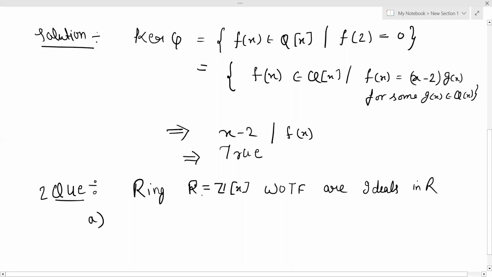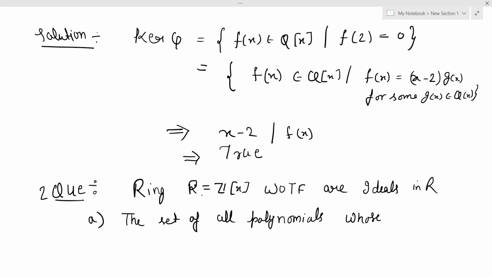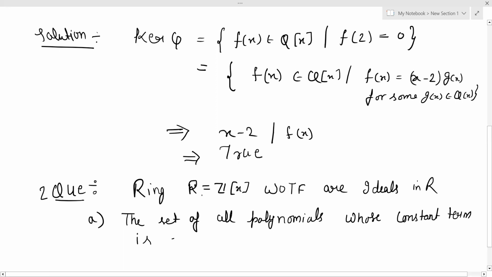So the first statement is the set of all polynomials whose constant term is equal to 0. The set of all polynomials whose constant term is equal to 0. Okay. So tell me, is this an ideal or not?